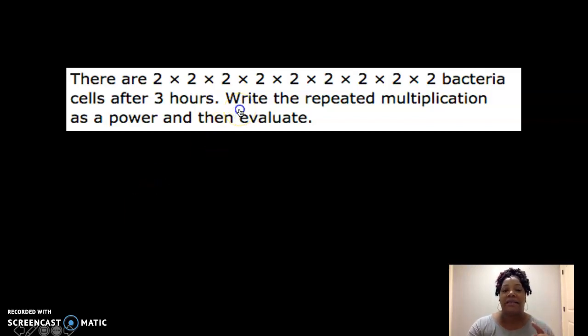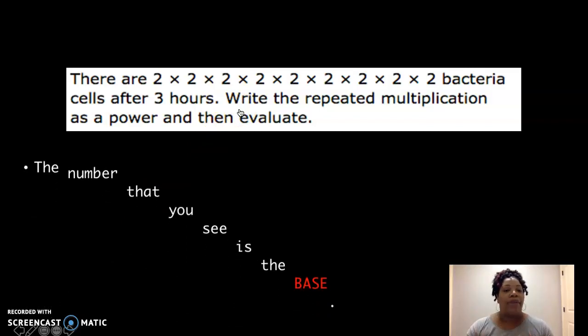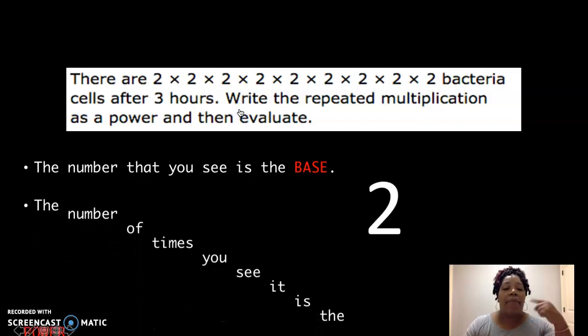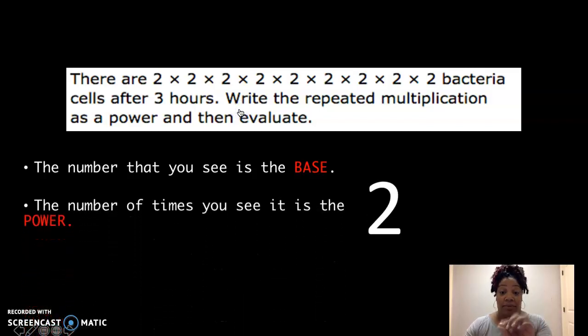So let's look at this. First thing we need to remember, the number that you see in the problem written all those times, that's the base. So in this problem, our base is the number 2. Next little nugget. The number of times you see it written is the power. The number of times you see the base written is the power. We see the number 2 written 9 times. So our base is 2, our power is 9.